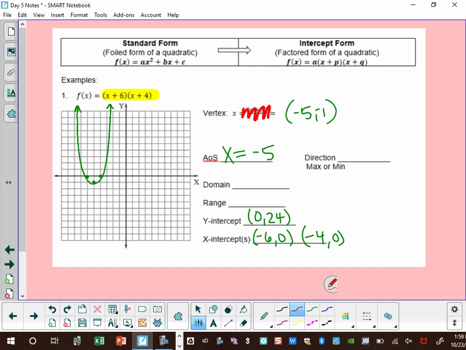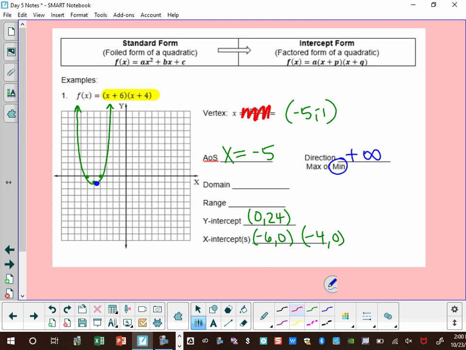What direction is my graph going? Is it going up towards positive infinity or down towards negative infinity? It's going up, so we're going to do positive infinity. Does that mean I have a max or a min? Do I have a low point or do I have a high point on the graph? I have a low point, so I have a min.